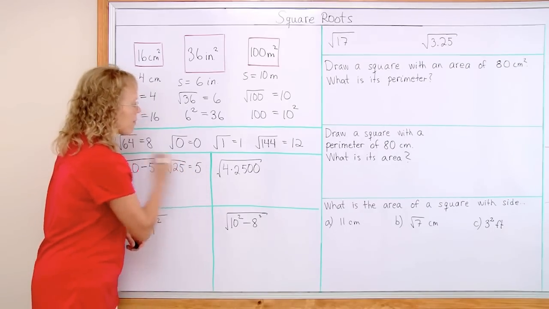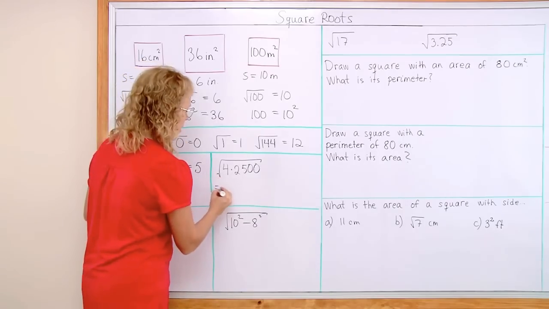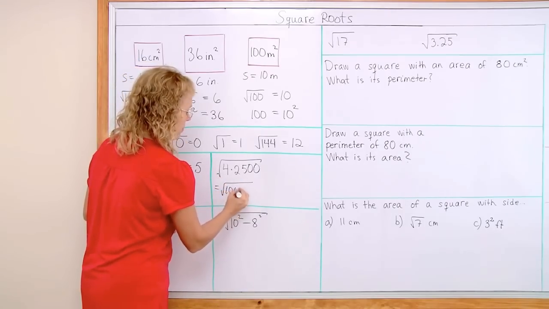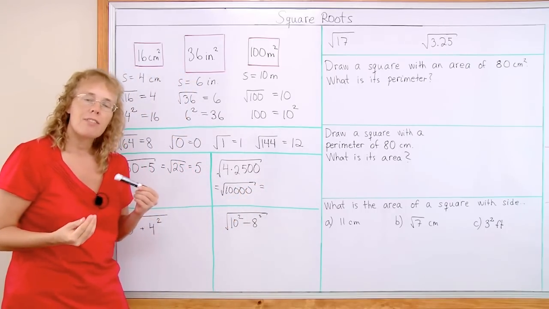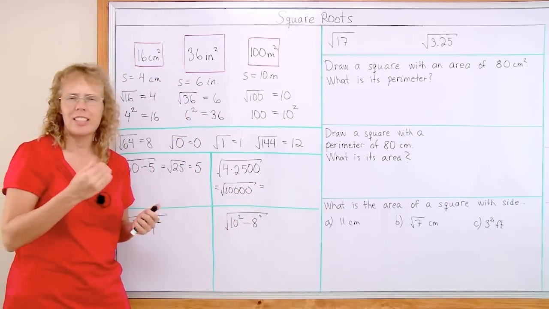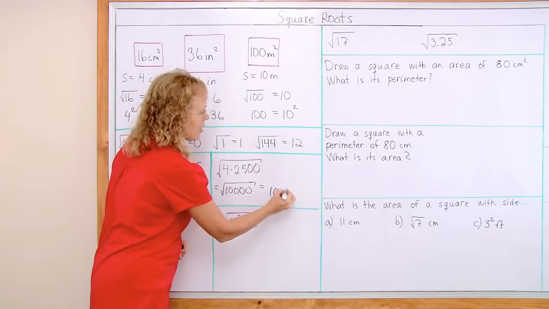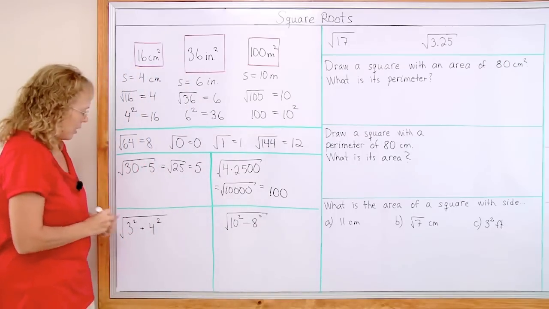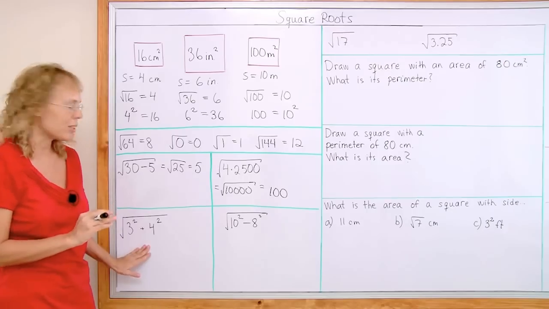This is 5. Here again, I will first multiply. So I get here 10,000. And what number times itself gives me 10,000? You can try. 10 times 10 does not work, but 100 times 100 does. So this is 100. Here again, I need to calculate everything first, what's under the square root sign.